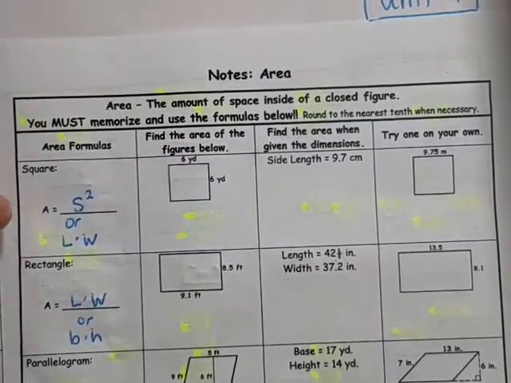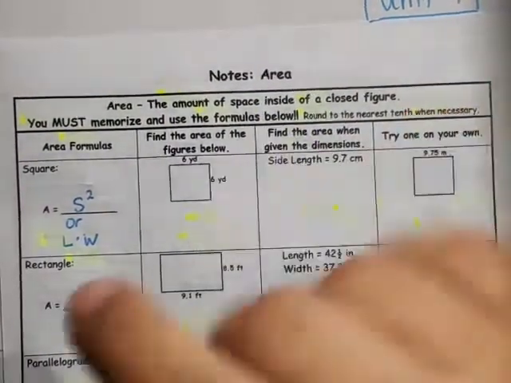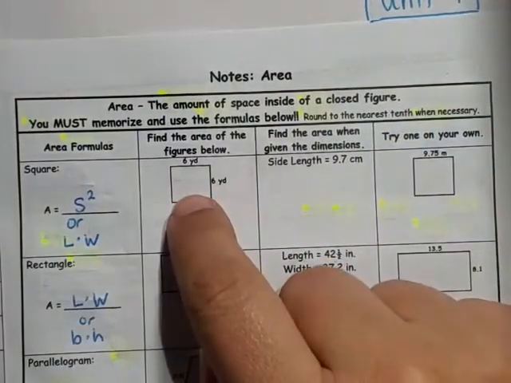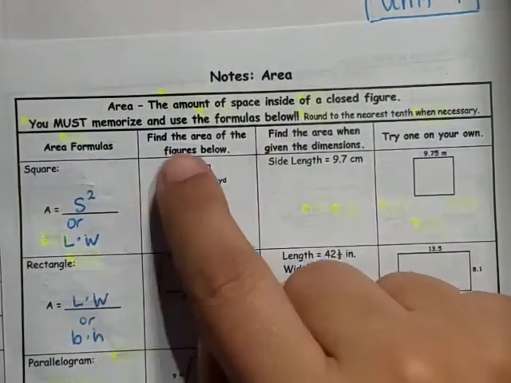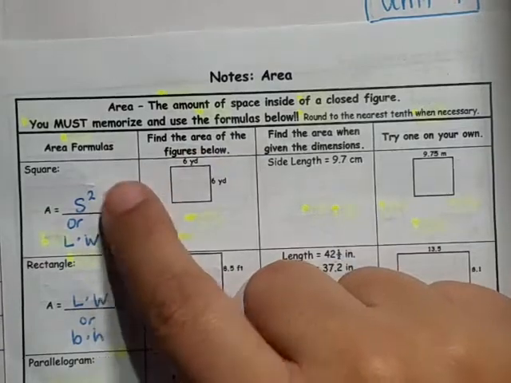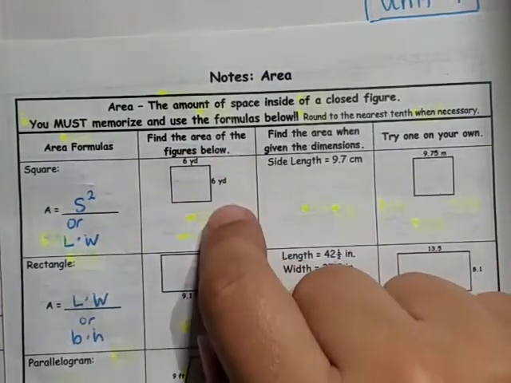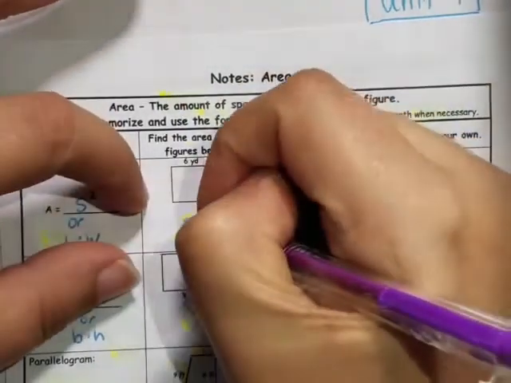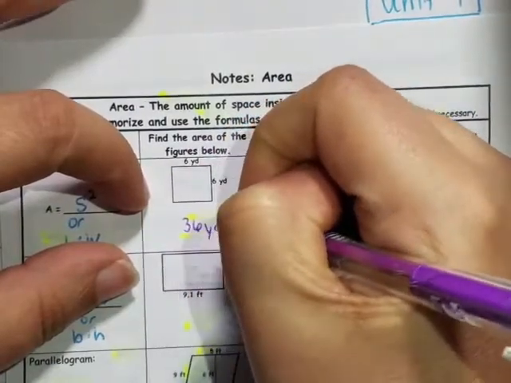So let's start with a square. In a square, all the sides are the same. Area of any rectangular shape is length times width, but because these are the same, I said s squared. Both of these formulas work. So here you just do 6 times 6, so you get 36 yards squared.